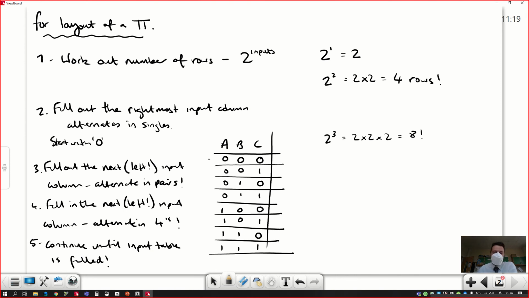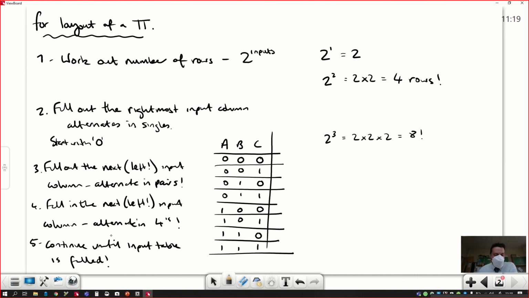If there was a 4th input, then you can see it's singles in the first one, pairs, 4s, 8s in the next one, 16s in the next one, 32s in the next one. It's a binary system. It's based on a number 2. It doubles every single time. So you can see here that for a 3-input system, there are 8 possible combinations of input, and I've managed to identify all 8 of them. And I haven't missed any out, and I haven't accidentally duplicated any.